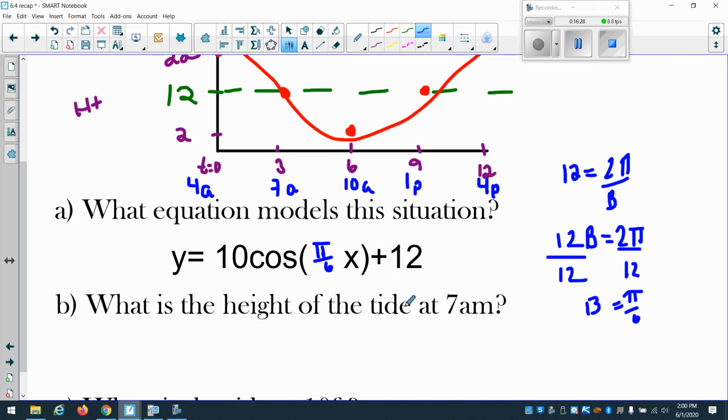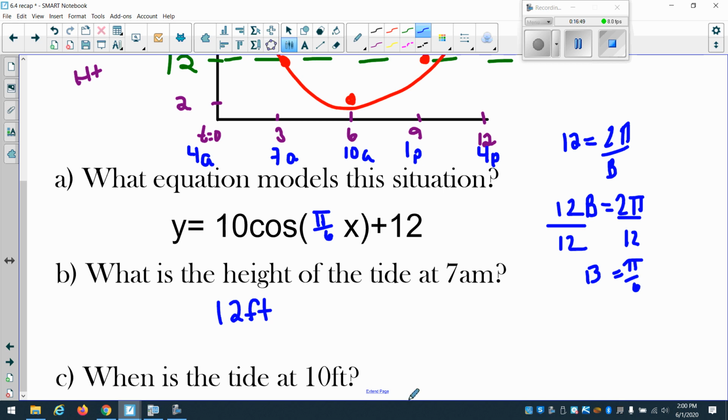So what is the height of the tide at 7 a.m.? You could look at your graph, but you could also see t is 3, right? Because that's 7 a.m., 3 hours after 4 a.m. But we could tell from the graph that it's 12 feet. Okay. And then for C, when is the tide at 10 feet?